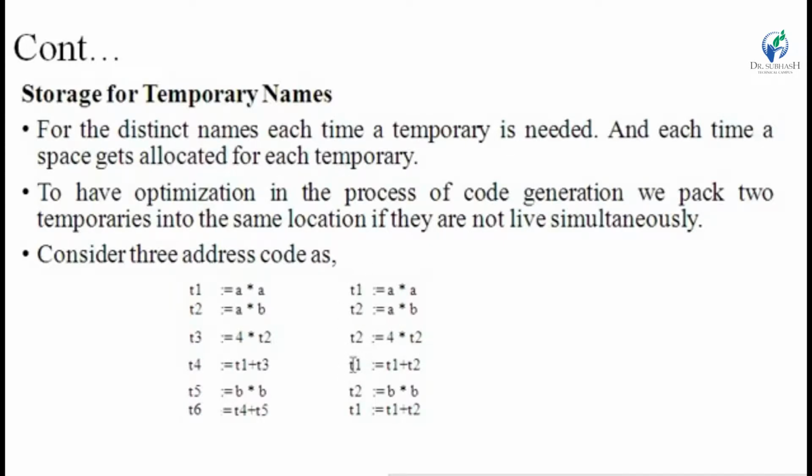So the value of T1 is overwritten by the addition of T1 and T2, because later on that A into A value is never used. Here B into B is stored in another variable T2. Now 4 into T2 is overwritten by B into B. Then we add the value of T1 and the value of T2, and your final result is stored in T1. So here only two temporary variables are used.